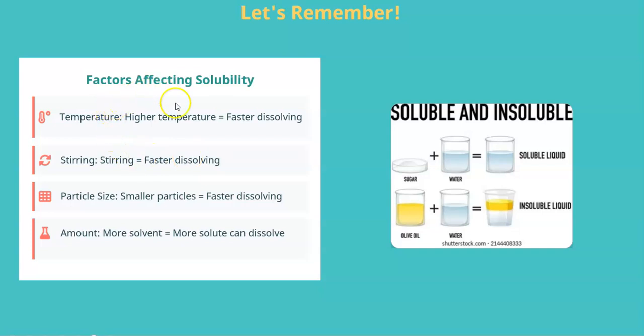So let's summarize. The factors affecting solubility are: first, temperature. Higher temperature means faster dissolving. Second, stirring or agitation. Stirring the mixture means faster dissolving of the solute. Third factor is particle size. Smaller particles dissolve faster because they have larger surface area that can come in contact with the solvent. And last but not least, the fourth factor affecting solubility is the amount. More solvent means more solute can be dissolved.